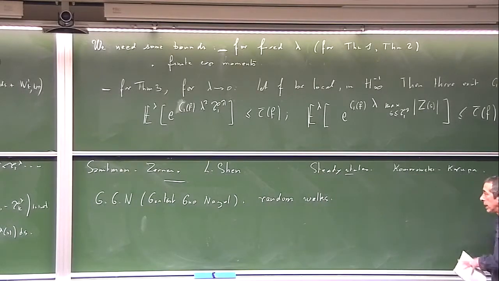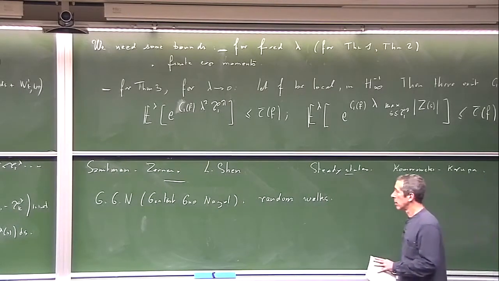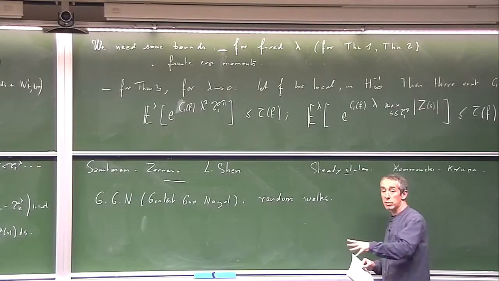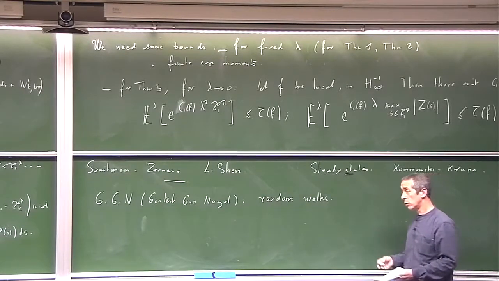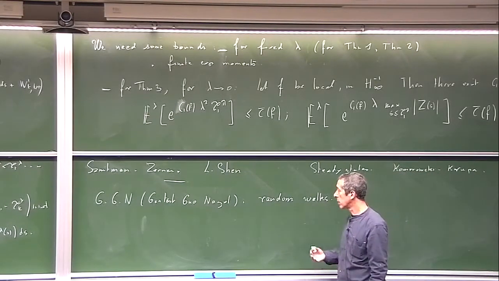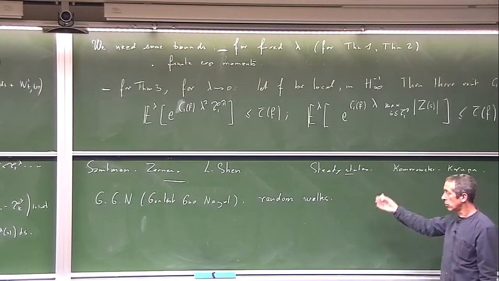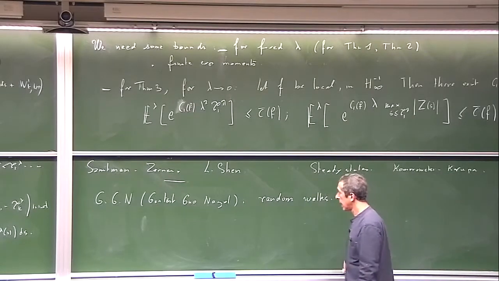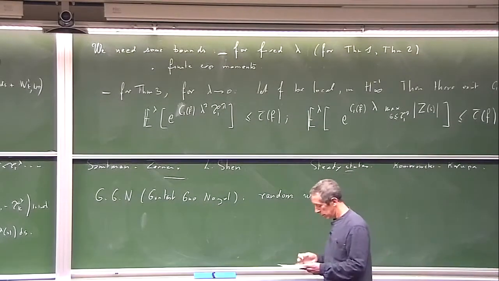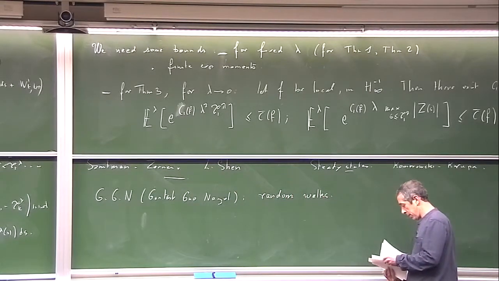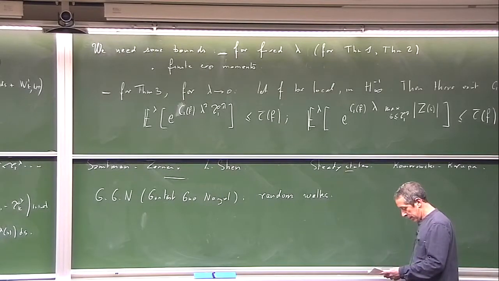So many, many things. For instance, all the estimates I explained in the first part of the lecture actually hold for discrete models, and they are proved in that paper. So the two approaches have many things in common. But as far as FDT is concerned, there is a subtle difference in the statement. So let me give you the statement from Gantert, Guo, and Nagel, maybe.